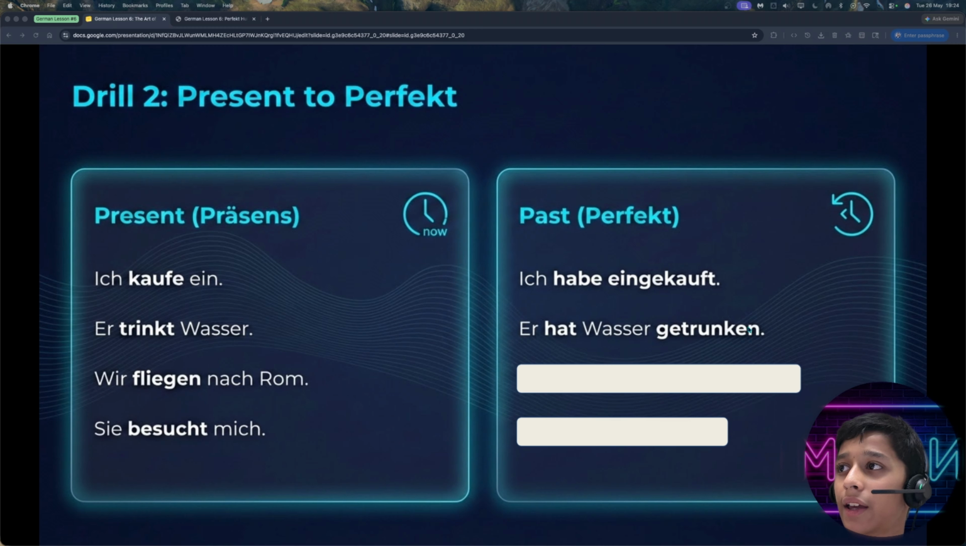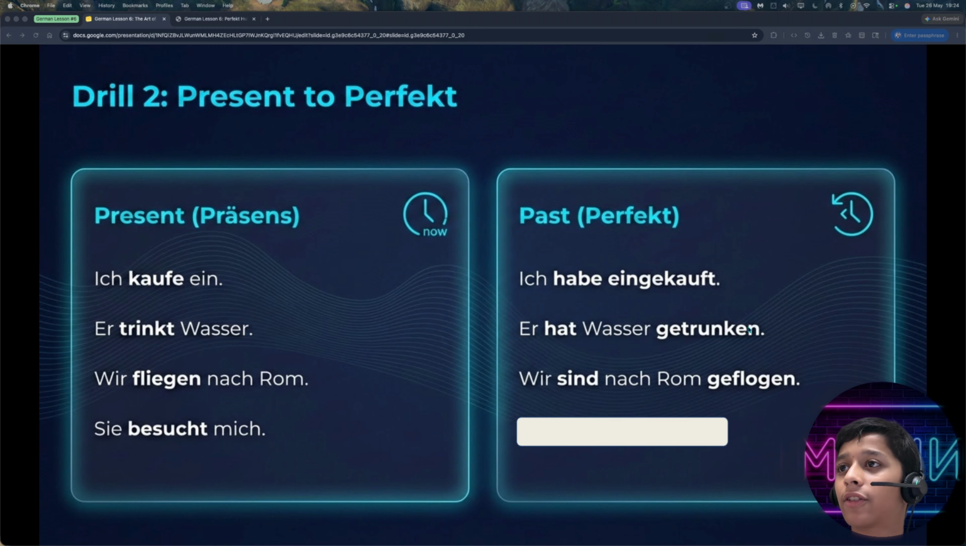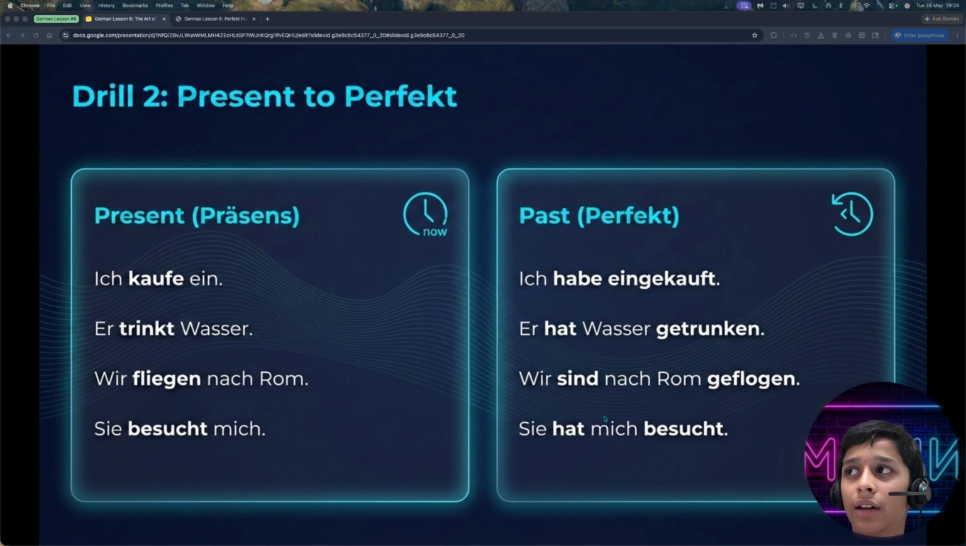Then, wir fliegen nach Rom. In the past it will be wir sind nach Rom geflogen. Sie besucht mich. It means sie hat mich besucht. It's the same but in the past.